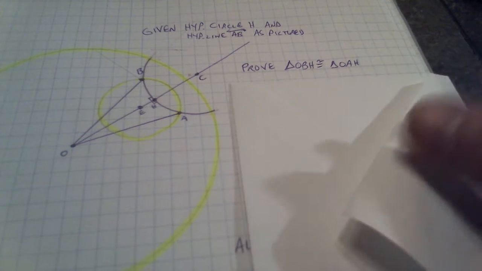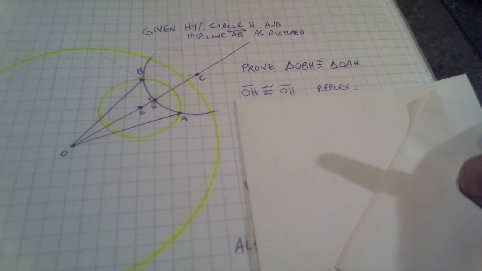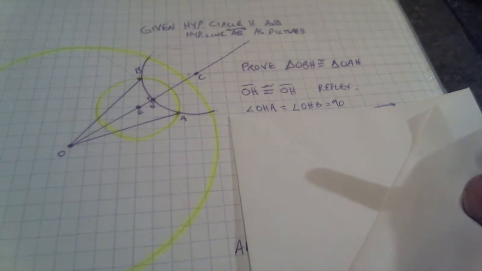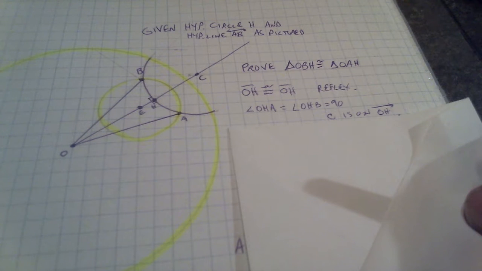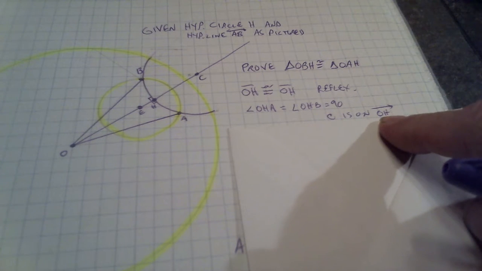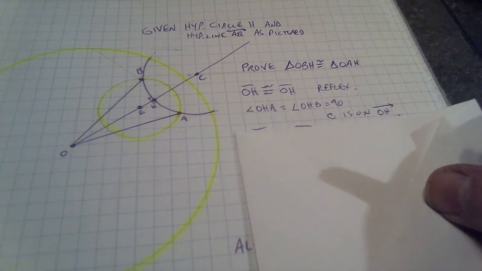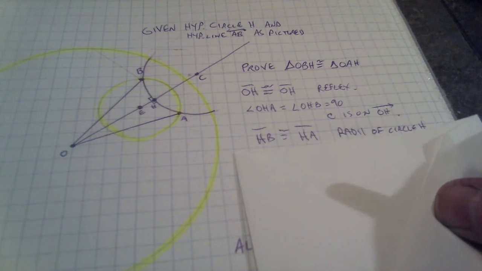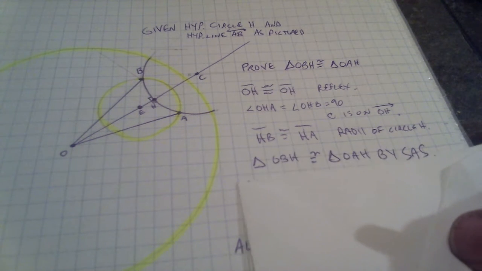So let's lay down the pieces. I've got OH congruent to OH by reflexive. That's the segment they have in common. We have those 90 degrees because the center, C, is on OH. So I got something going through O. That's Euclidean straight. So that's a very nice, fast way to get 90-degree angles. And then we've got two radii of the same circle. So that's side, angle, side. The triangles are congruent by side, angle, side.